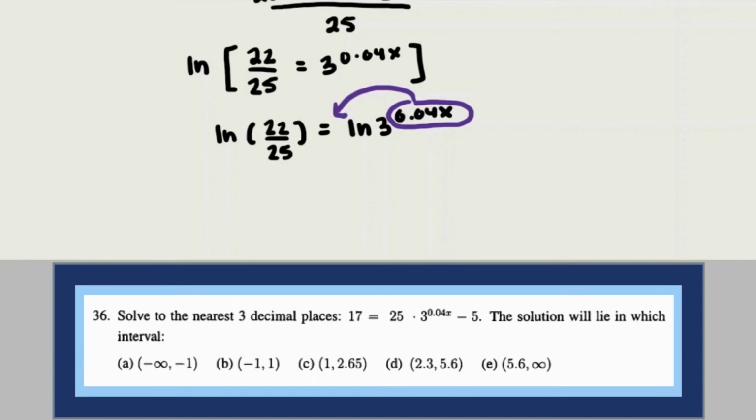So let me rewrite this. This will become ln 22 over 25 equal to 0.04x times ln 3.